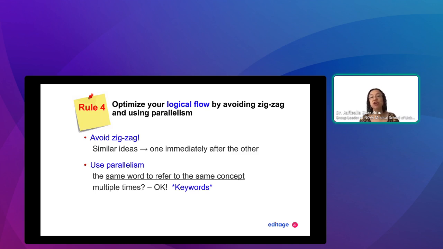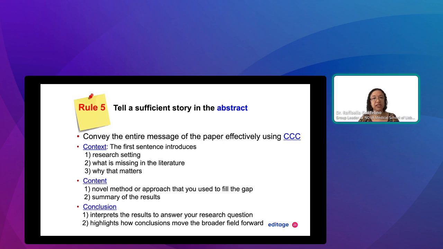Using the same word that reflects the same concept multiple times is okay, but try to use some keywords that allow you to better show the reader that you have understood even the way that the manuscript needs to be written. So tell a sufficient story in the abstract. Try to convey the entire message of the paper effectively using the 3C rules.